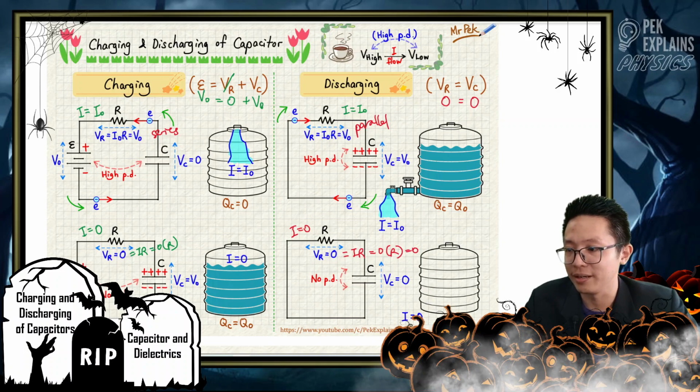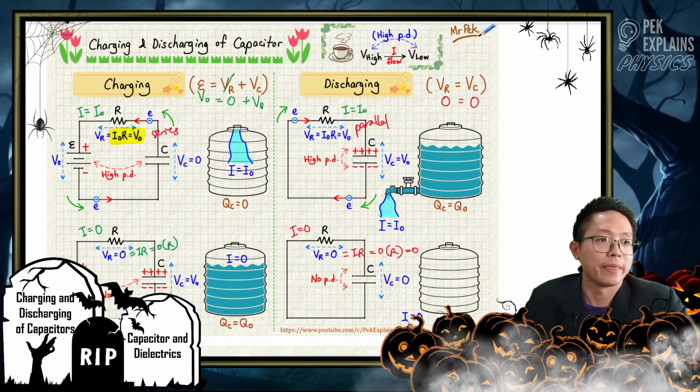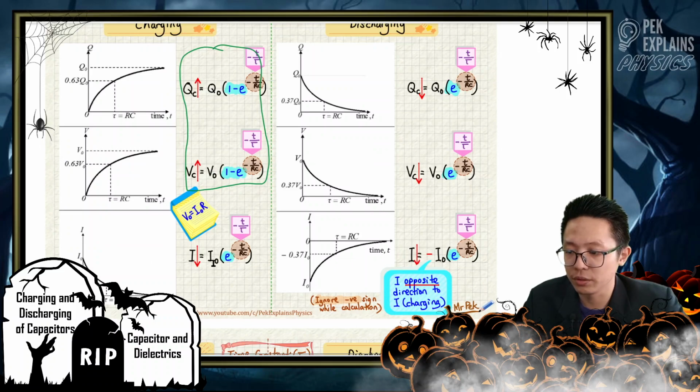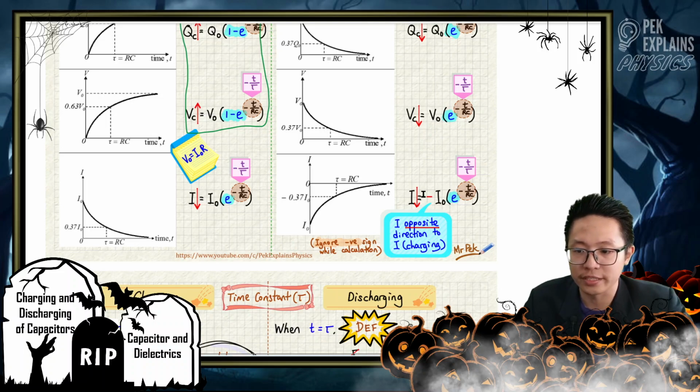From here, V naught equal to I naught times R. Same goes to this one, V naught equal to I naught times R. You see these two formulas. This one is positive current. This one is negative current.